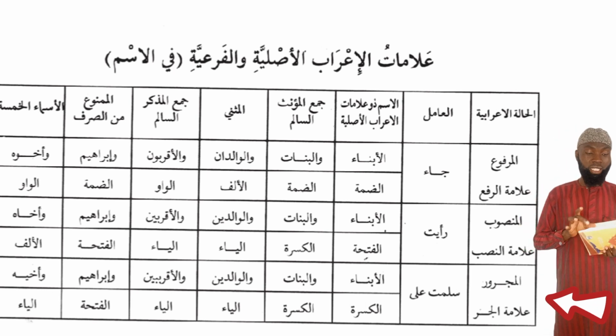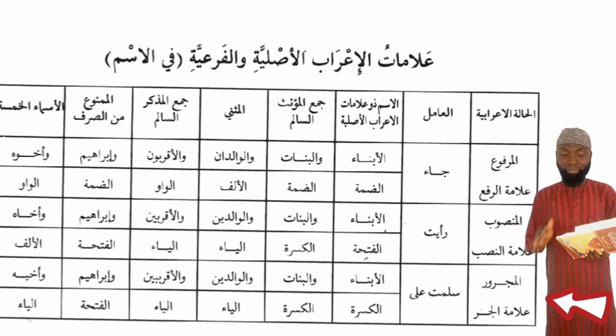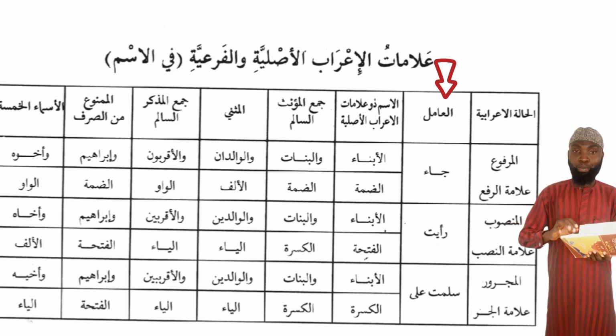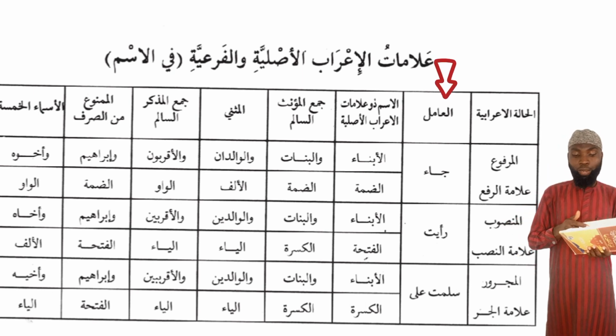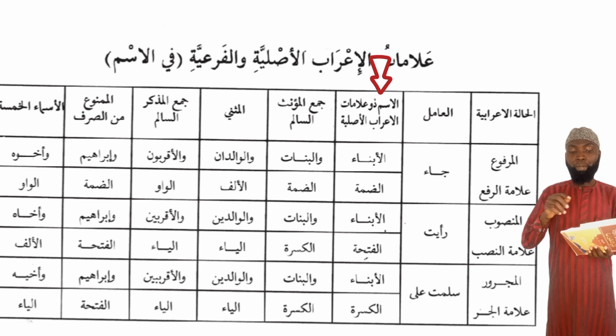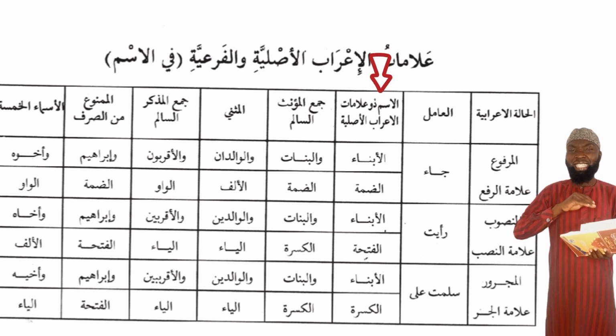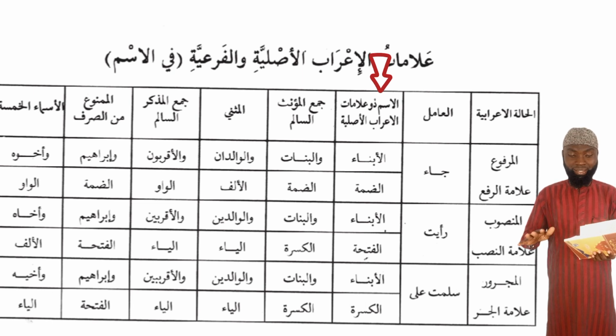So from this, we are going to see the words that fit in the boxes. Then above, we see al-amilu. What is it that is responsible for these changes? Here we have al-ismu dhu alamatil i'rab al-asliya, the nouns which have the primary signs.